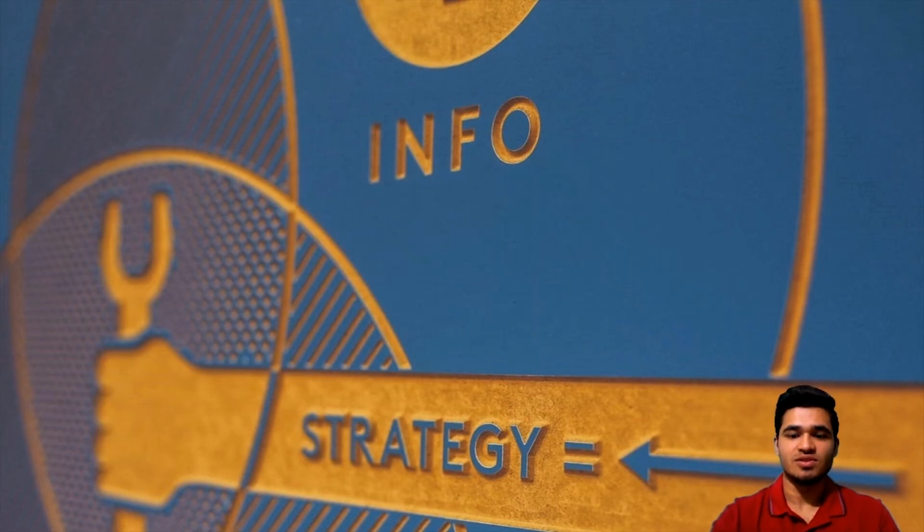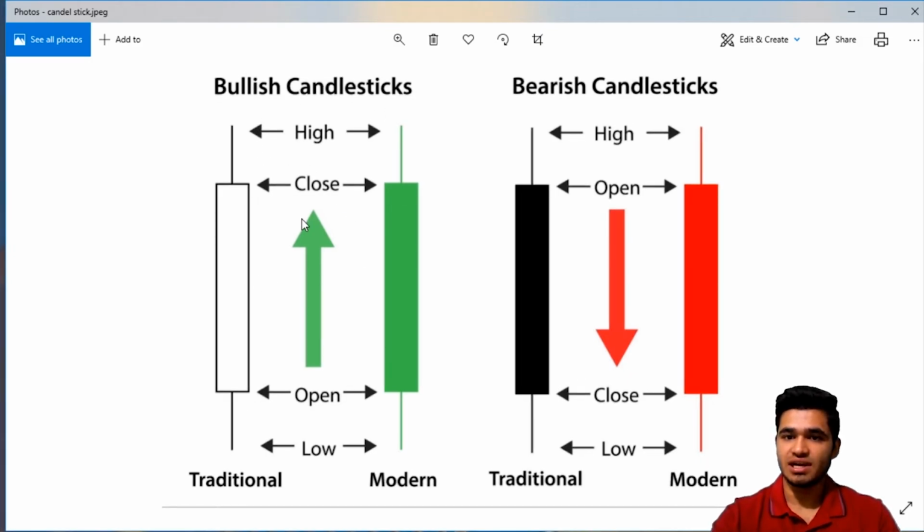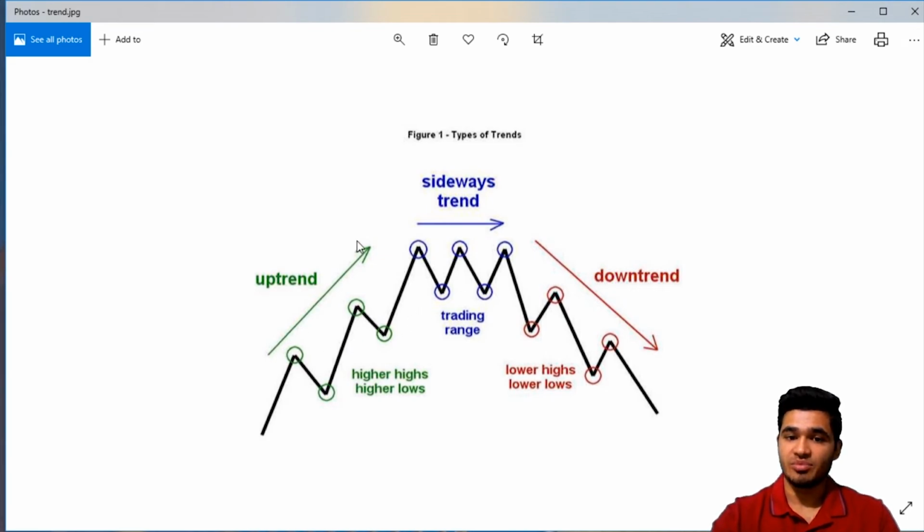Let's summarize the whole thing. This is called a bullish candle, and this is your bearish candle. This is your uptrend. This is your downtrend. This is your sideways trend. This is called a higher high, higher low. You always buy at higher low, sell at higher high. You always sell at lower high and buy at lower low. That's when you make profit.